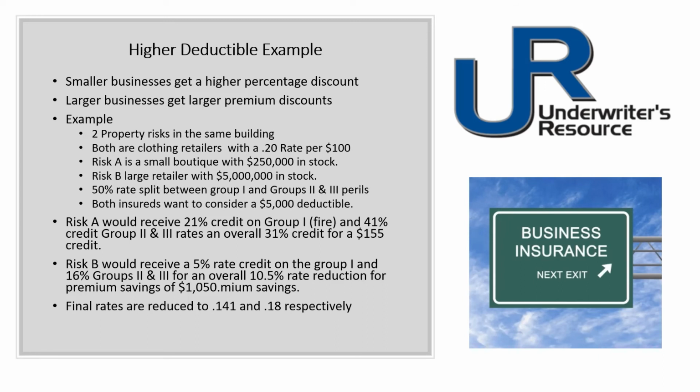Remember that both risks had a 20-cent property rate. The margin of rate savings are significantly higher than their property insurance rate. Therefore, by increasing their deductible to $5,000, they lower their net property rates to 0.141 and 0.18, respectively.